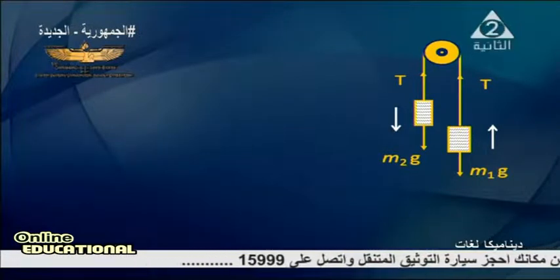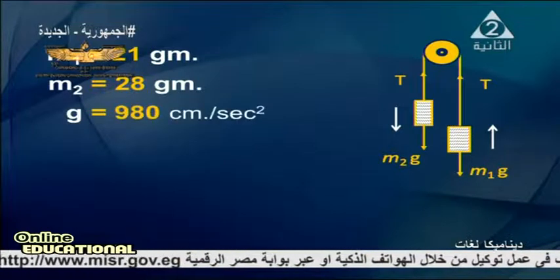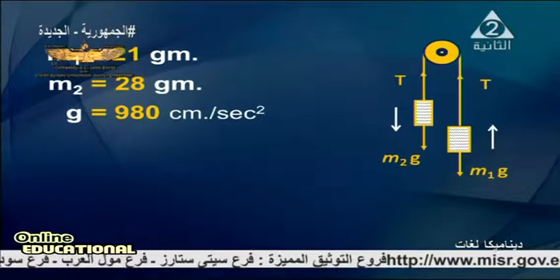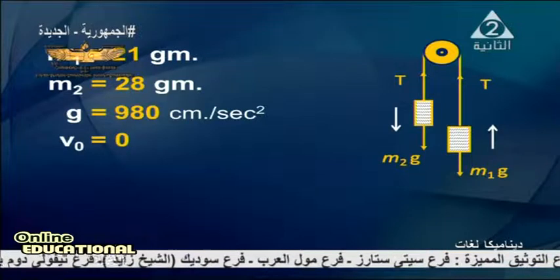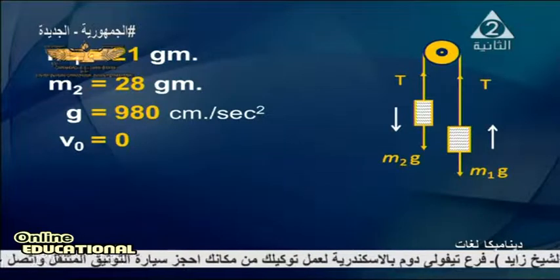Now we have a pulley and two bodies of masses 21 gram and 28 gram connected by the two ends of a string passing over a smooth small pulley. M1 is 21 gram, M2 is 28 gram, and the acceleration of gravity equals 980 centimeter per second square. The system moves from rest, then the initial velocity v naught equals 0. What are the equations of motion?